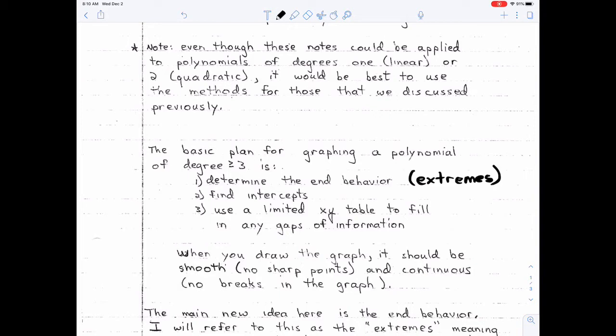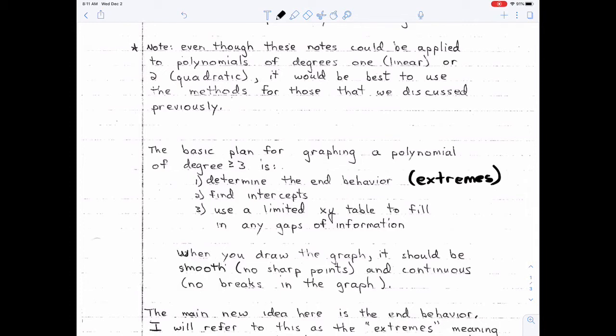Okay, second, we're going to find intercepts, and you should know how to find intercepts. That's nothing new. We've been doing that for a long time. And then if you need to, you'd use a limited XY table to fill in any gaps of information. But quite frankly, you're not going to need that here because we're really just going to make sketches of graphs. We're not going to make really great looking graphs. But you should know that that's what you do if you wanted to make a better looking graph. But you can't graph these by an XY table. What I mean by that is you've got to do this by end behavior and intercepts.